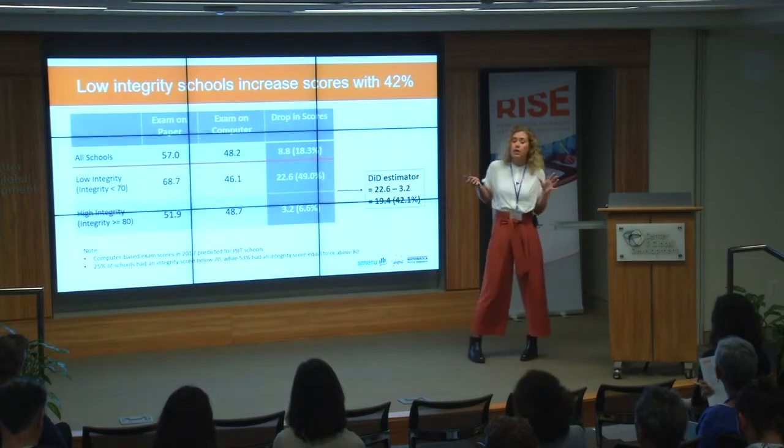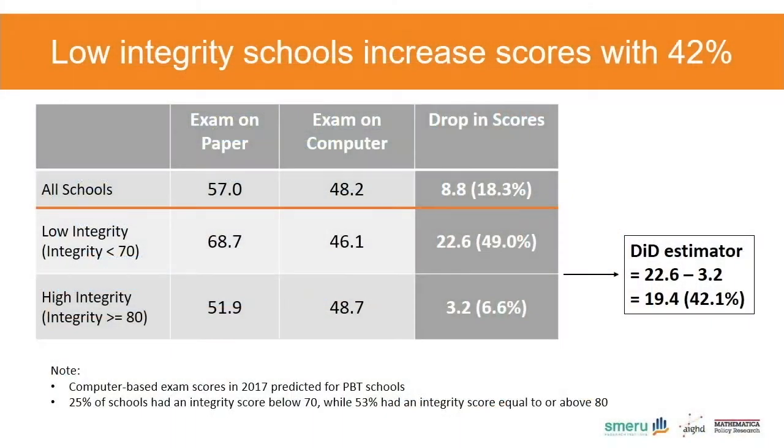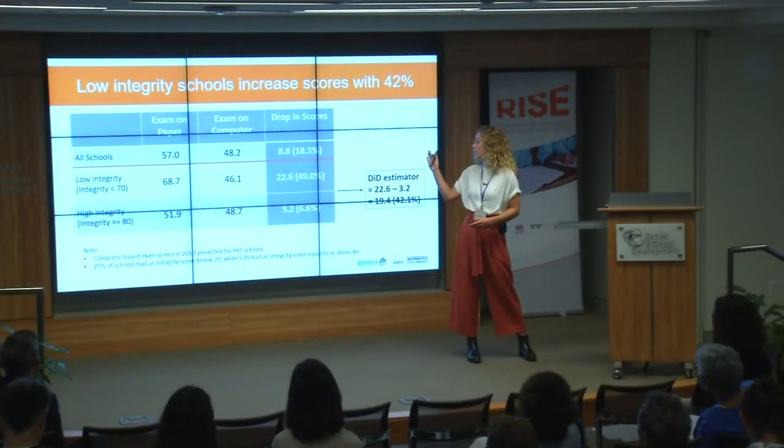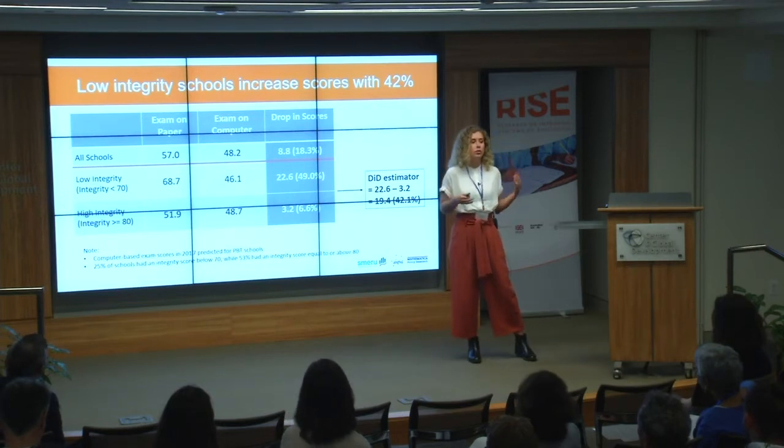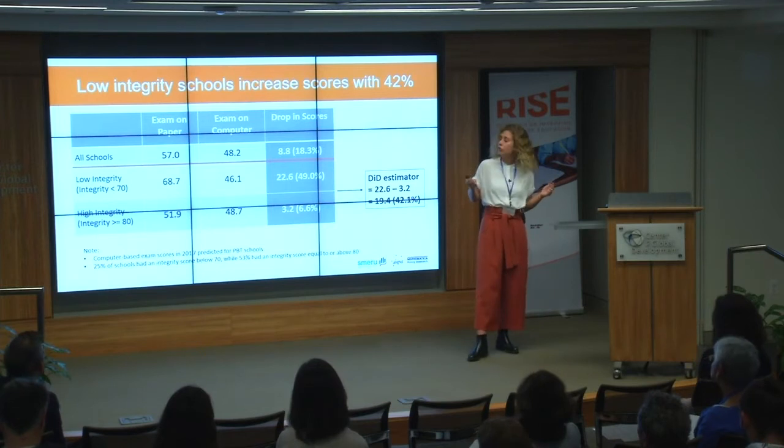So using the paper-based score, the predicted score for the paper-based schools and the CBT score for the CBT schools, I can compare this computer exam score to the paper-based exam score. This is a simple comparison for all schools. So the schools scored 57 on average on the paper-based exam, and then once they do it on a computer, they score about 48. So this suggests they increased their scores by about 18% of their non-cheating score, so to say.